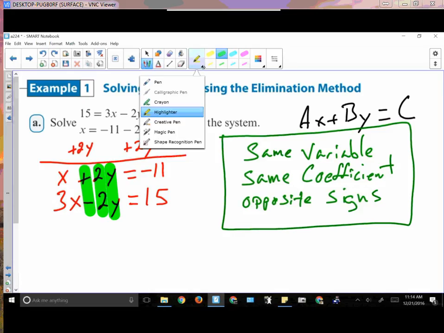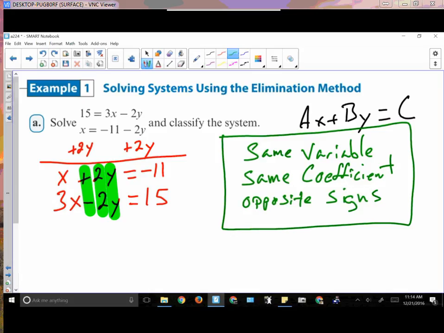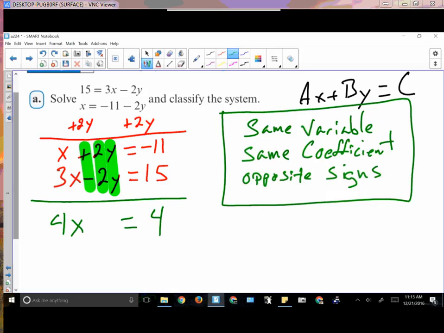Then what we are able to do is combine these together. So we have 1x plus 3x gives me 4x. A positive 2y and a negative 2y, do they wipe each other out? Okay, so they're gone. And this is going to be equal to 4. Now, do you know how to solve something like this? That's 4x is equal to 4. Divide both sides by 4, x is equal to 1.